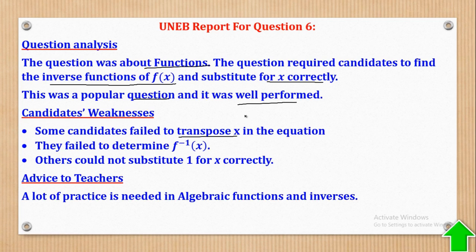So you must be able to interchange, and after that you replace small x with capital letters, and also that means that letting must be done correctly, and also replacing must also be done correctly. That's what they mean by transpose. They failed to determine the inverse of f(x), and also others could not substitute 1 for x correctly. So substitution is also needed, correct substitution.